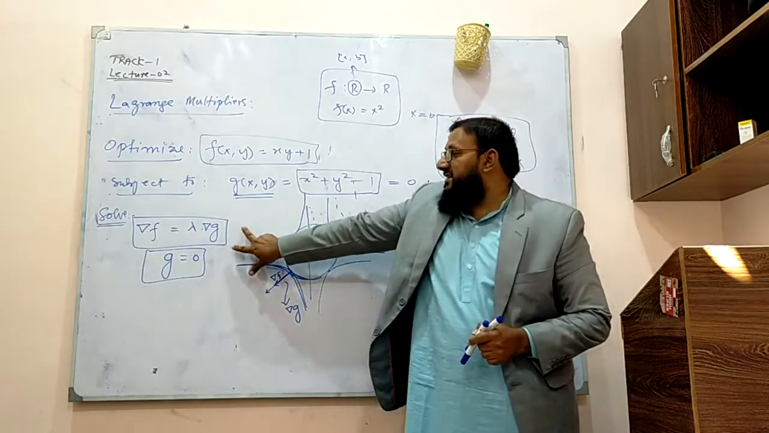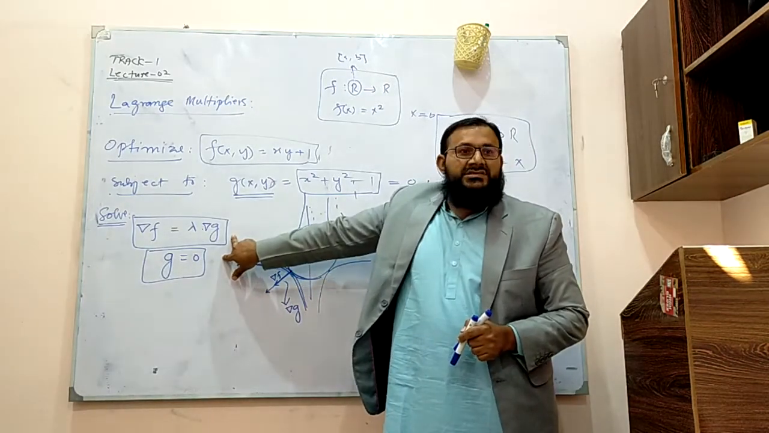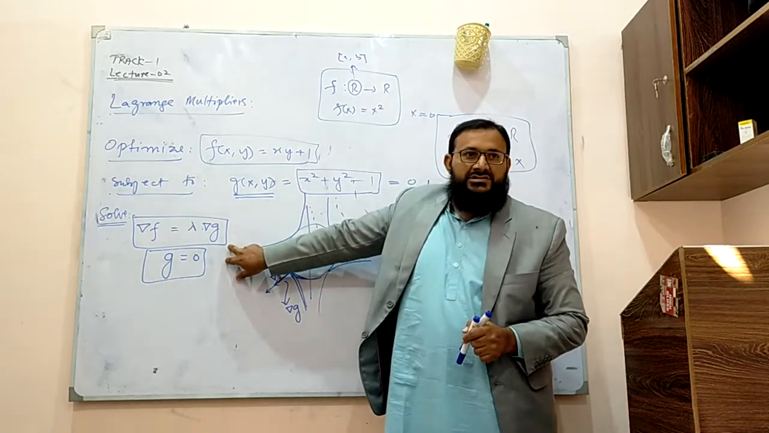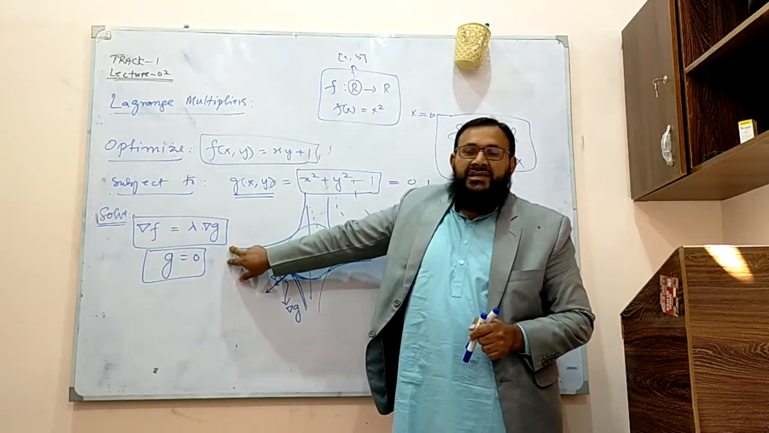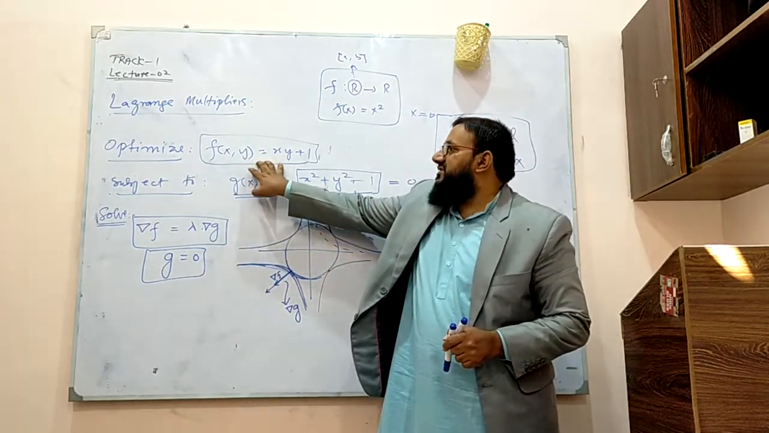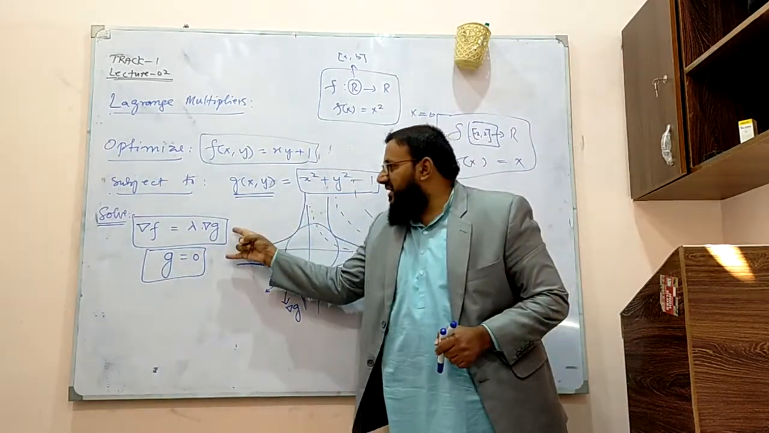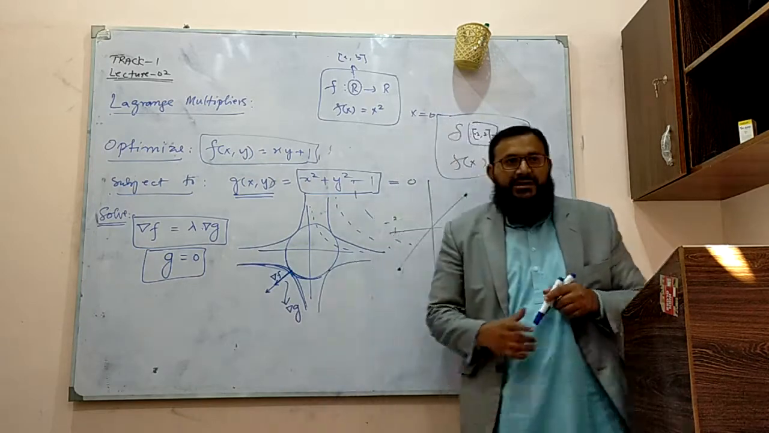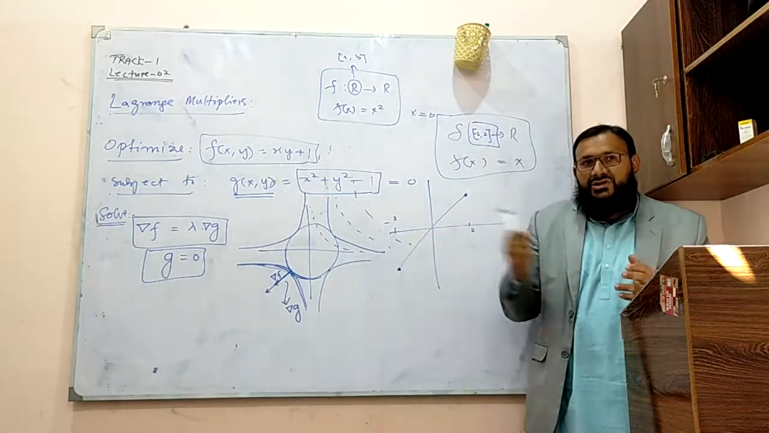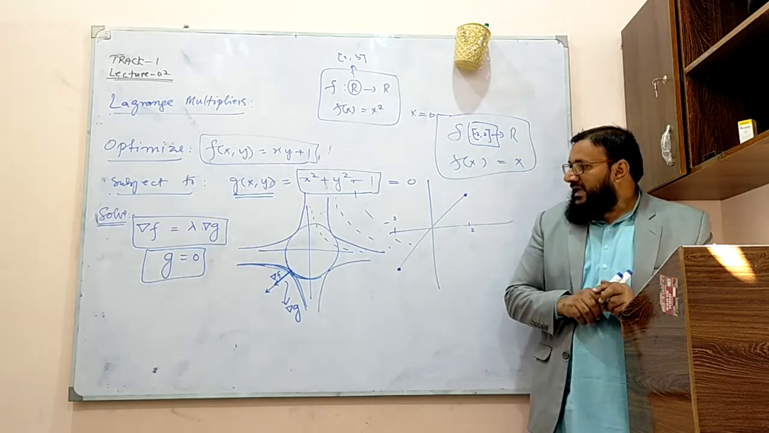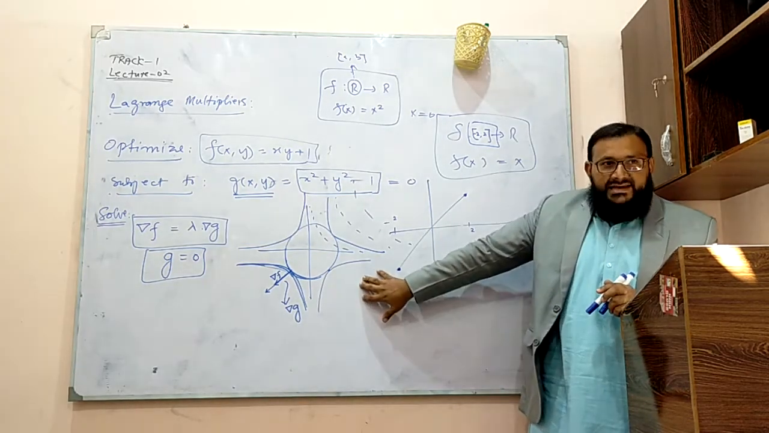So this is basically what we call the system of equations. You are supposed to solve these equations to find out the values at which this function is to be maximized or minimized. So this is what we call the working rule of Lagrange multipliers. This is the thing that we are supposed to keep in our mind. We are done. And the idea is this.